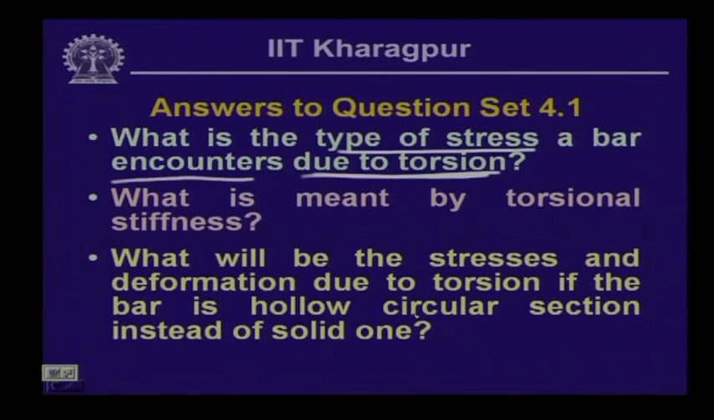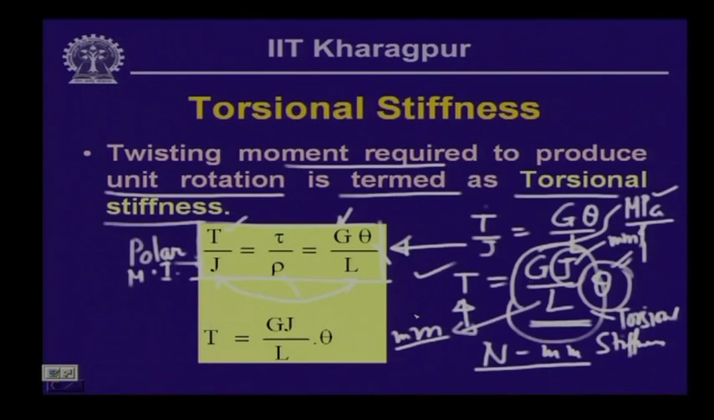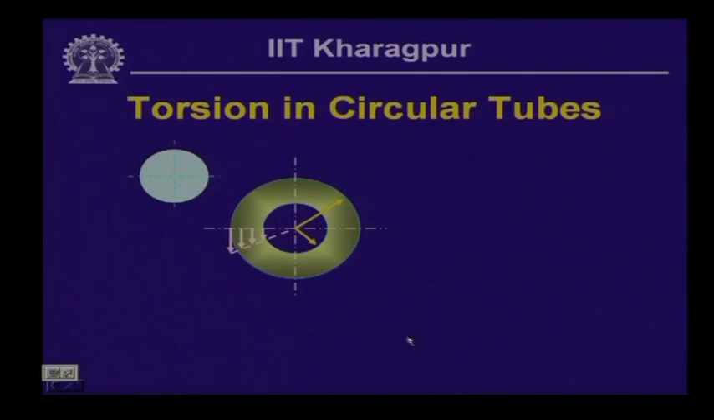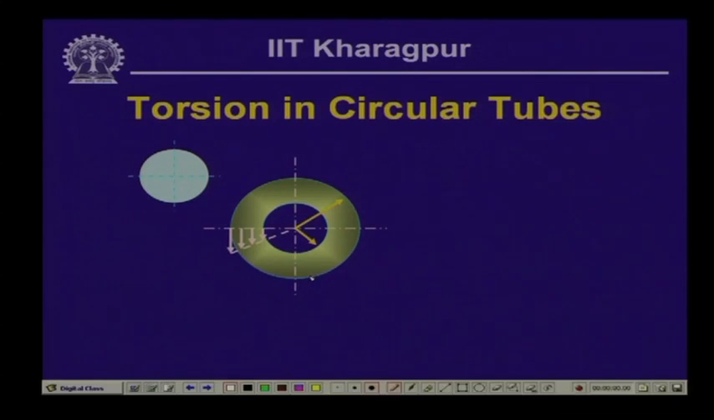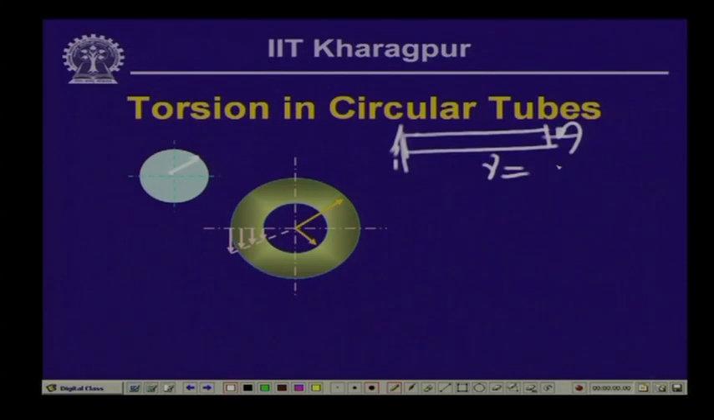So, let us look into how we calculate the effect of torsion in circular tubes. Now, in the previous lesson we went through that if a bar of solid circular section is subjected to a twisting moment, it is subjected to shearing strain, which we have seen, and gamma is equal to d theta by dx times rho.